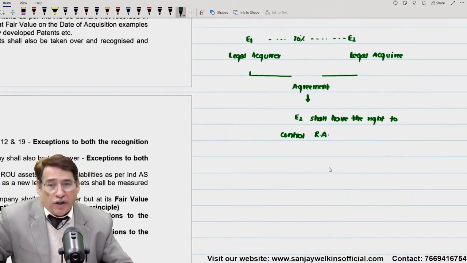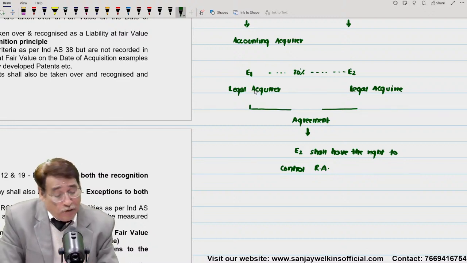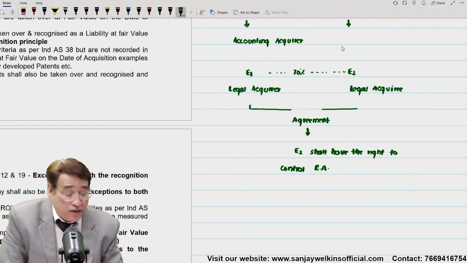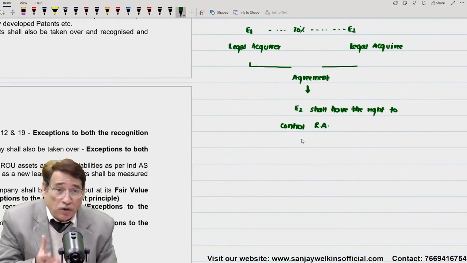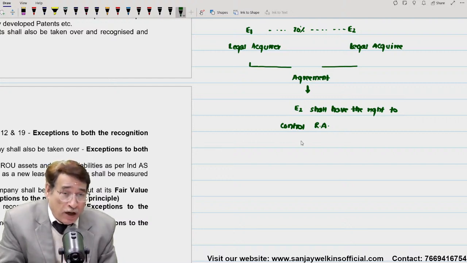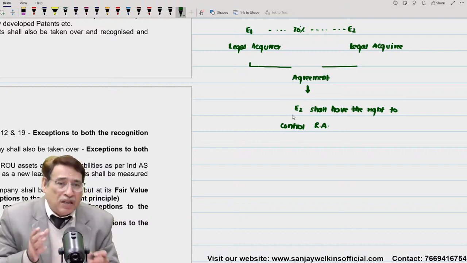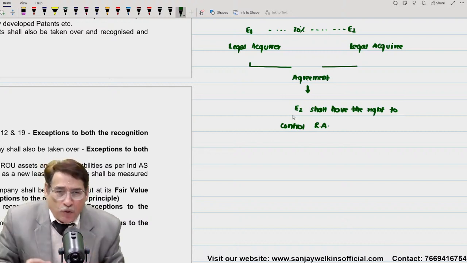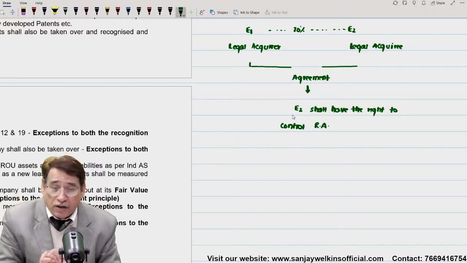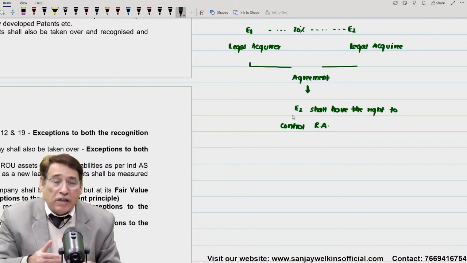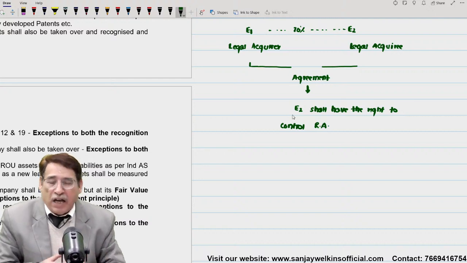Now in this particular case, even though E1 is the legal acquirer because it has the majority stake, and E2 is the legal acquiree, if I ask you who is going to be the accounting acquirer, the accounting acquirer will be E2. So in simple words, sometimes under rare situations, the legal acquiree may be the accounting acquirer. If such a situation takes place, we call it a case of reverse acquisition. That is what I was trying to tell you earlier.